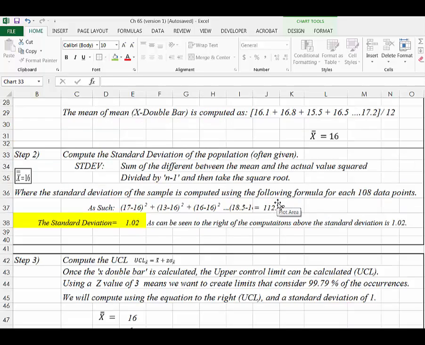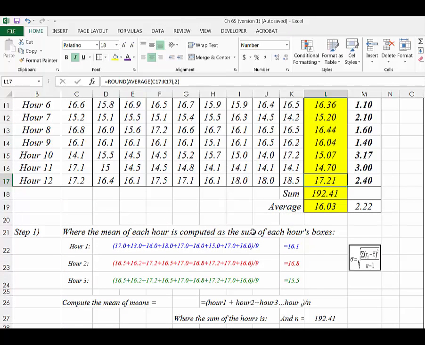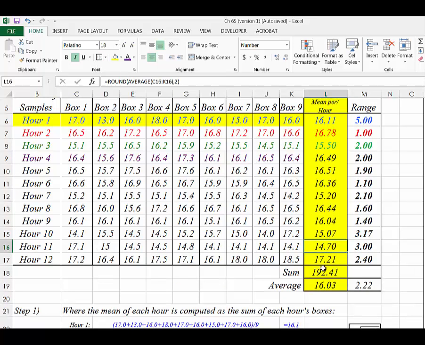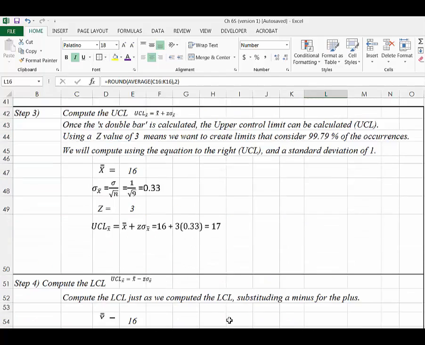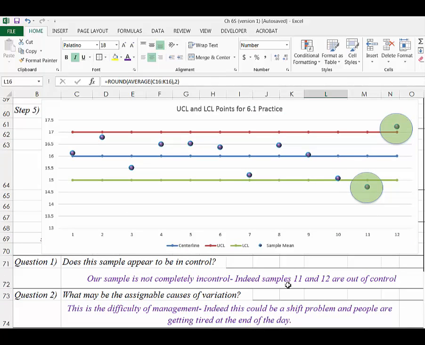we see that these numbers as the means, both the 17.21 is higher than 17, and the 14.7 is indeed lower than 15, which is the lower control limit. So if we go down below, I've written that out so you can see that our sample is not completely in control. Indeed, samples 11 and 12 are out of control.